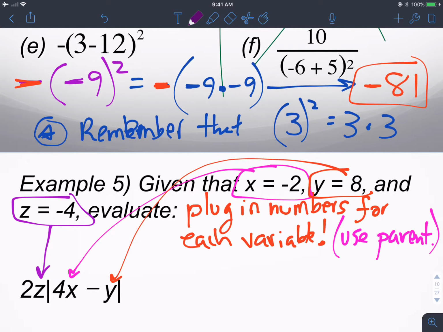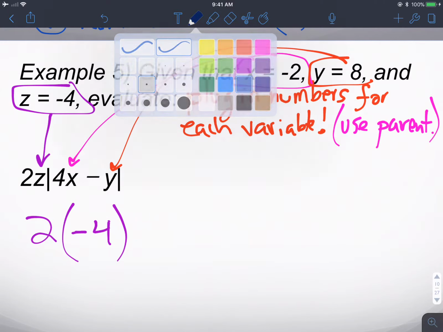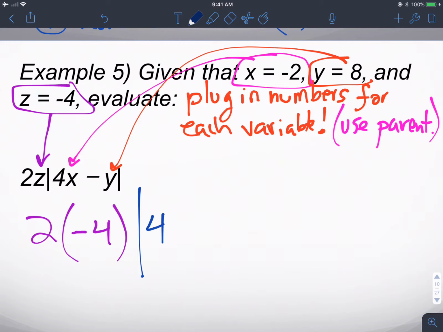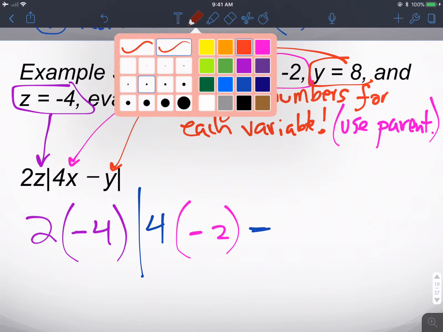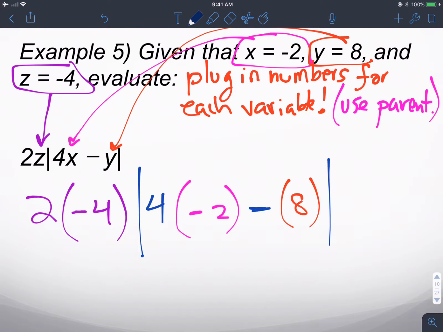We started talking about how it's turning into letters, but it's really no problem because I will write this as 2 parentheses negative 4. Now, absolute value 4 parentheses negative 2, that's what the x is, minus parentheses 8. Okay, remember that I'm trying to give you the harder questions. Yeah, I'm definitely giving you the harder questions, right? So that when you do the homework, it's not so bad.